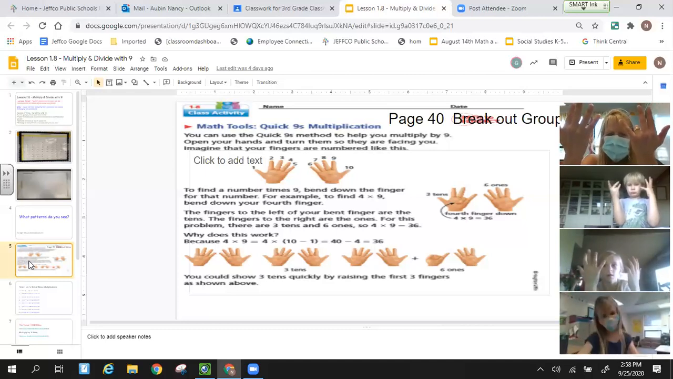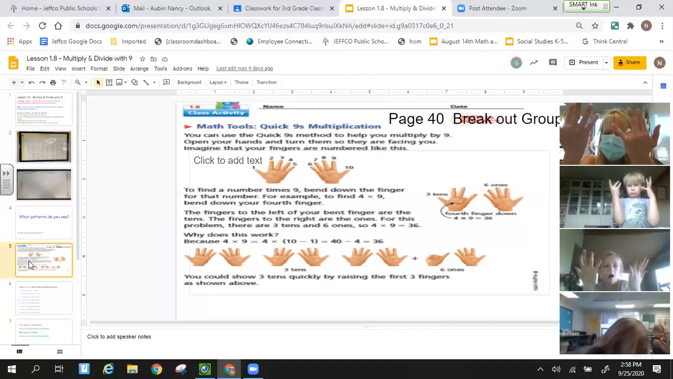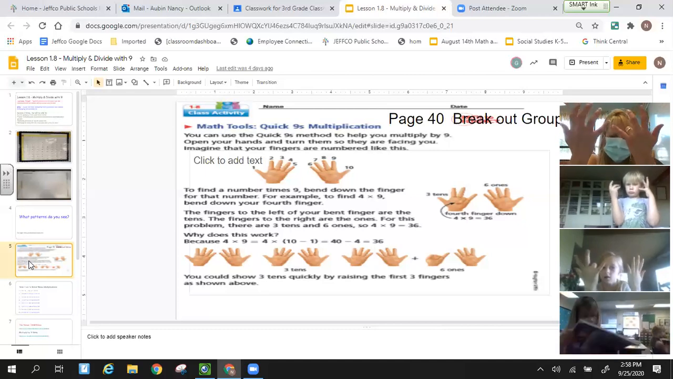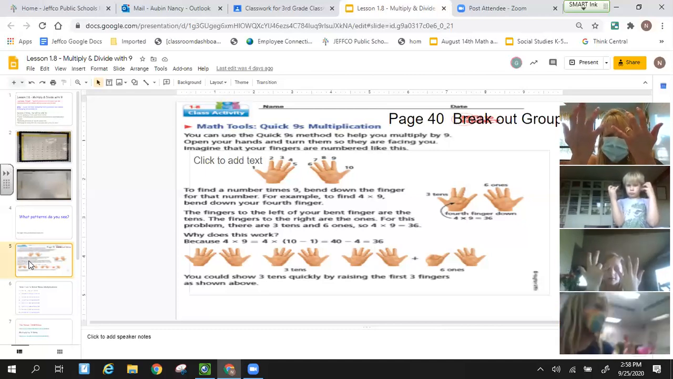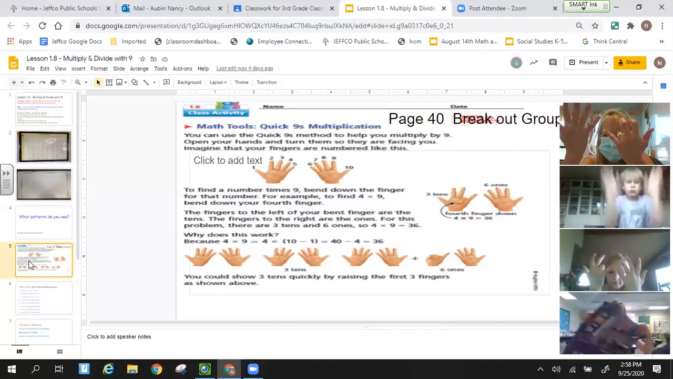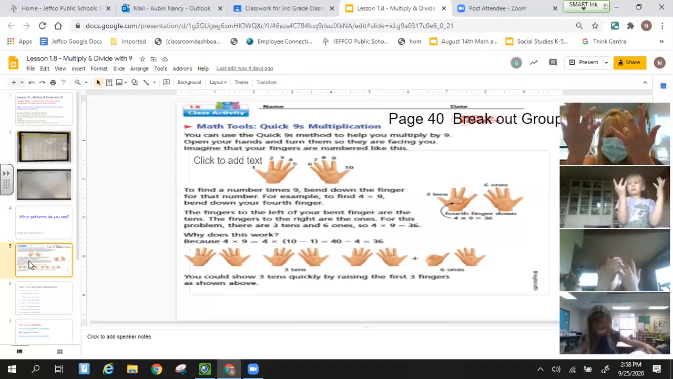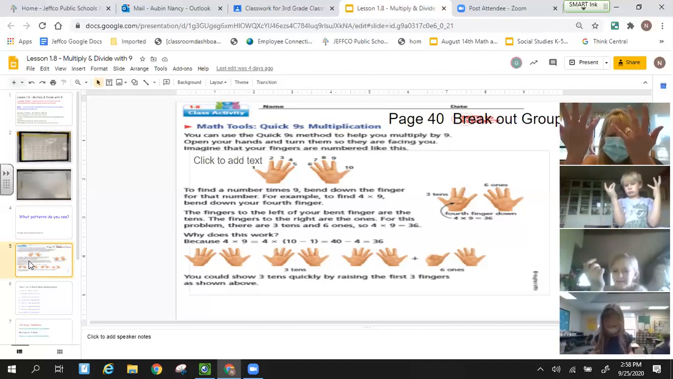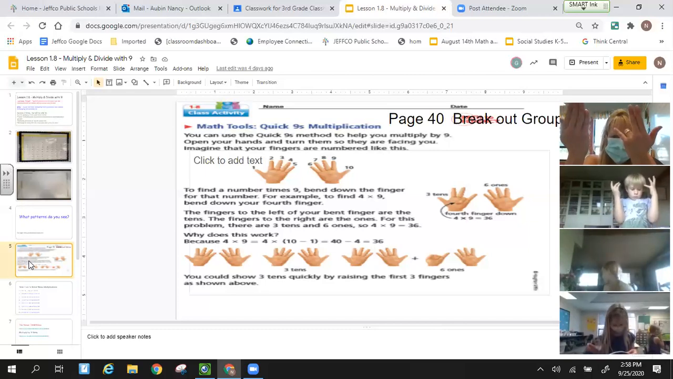Now, the fingers to the left of your bent finger are the tens digits. The fingers to the right, even this one here, are the ones. For this problem, there are 3 tens and 6 ones. So 4 times 9 is 36. Okay?